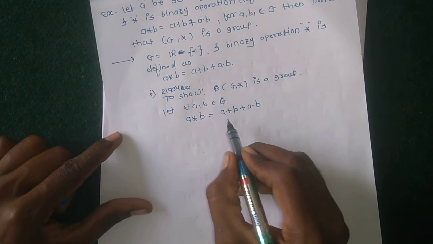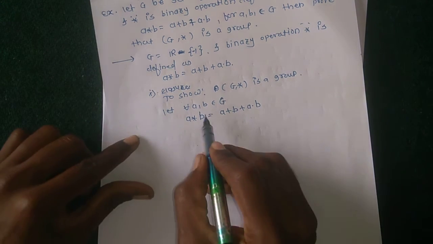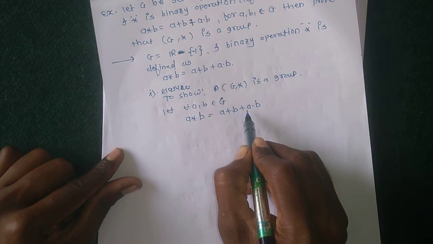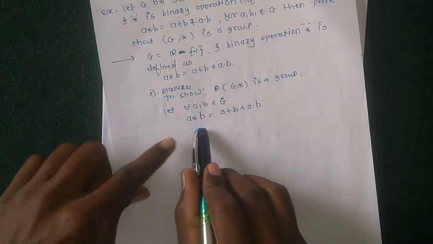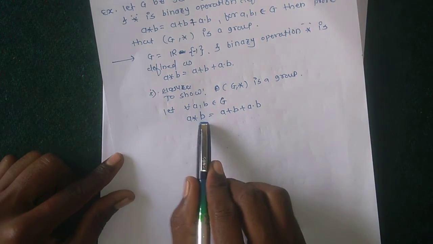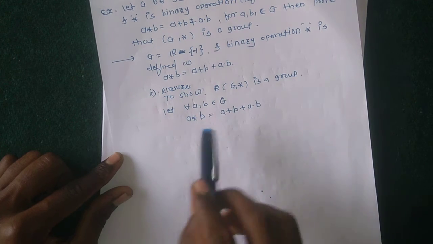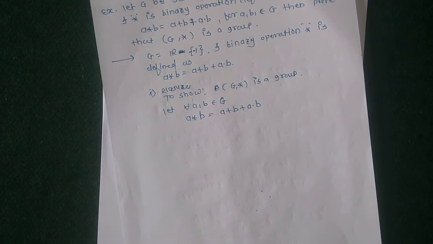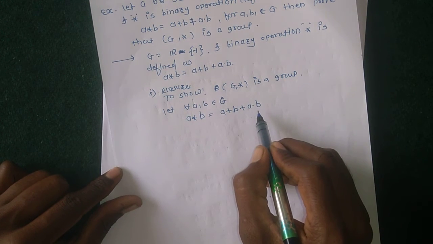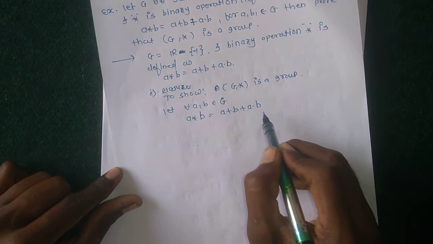Okay, for closure property, what is closure property? For all A, B belongs to G, then A star B also belongs to G. Here A star B equal to A plus B plus A into B, but here A is any real number except -1 and B is any real number except -1. A is not equal to -1 and B is also not equal to -1. Then the value A plus B plus A into B: the multiplication of two real numbers is again a real number.